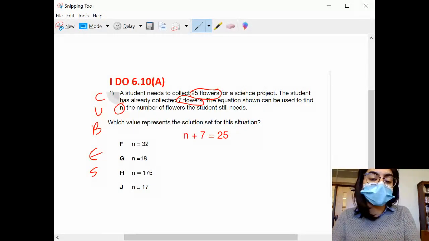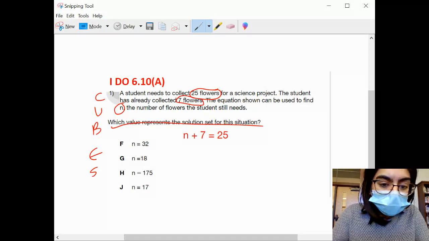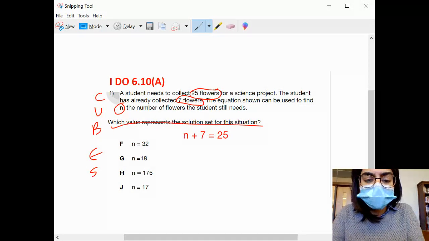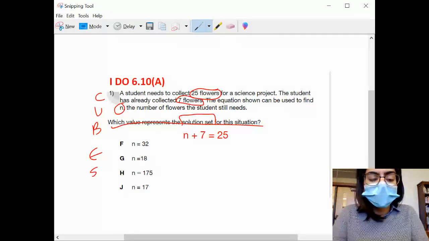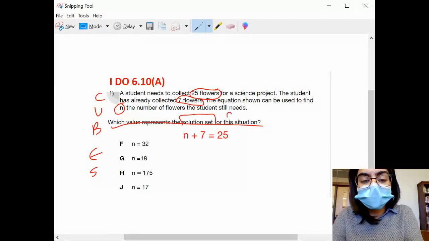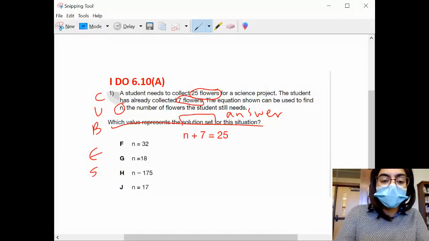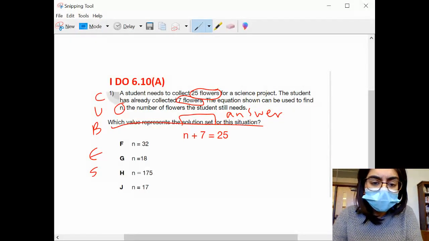Which value represents a solution set for the equation? I'm going to underline that because it's my question. And I'm going to box solution set. That tells me that we're looking for a solution. So I'm going to write the answer. We're looking for what n could possibly equal. What does n mean? The number of flowers a student still needs.